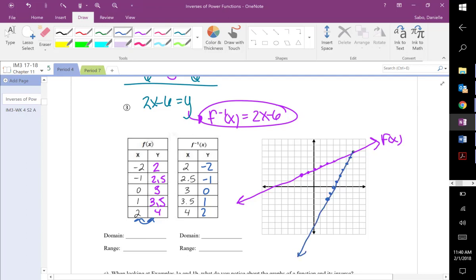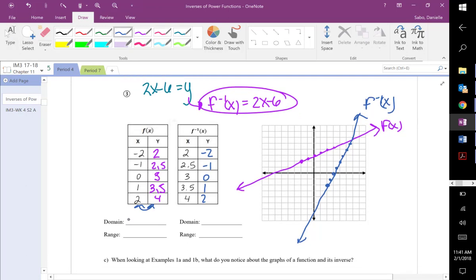So it should look something like this in my two colors here. And I labeled which one was which, so that when I go back I know that was the original and that was the inverse. What's the domain and range of both of these? Very good. They're all real numbers. So negative infinity to positive infinity for all of them.